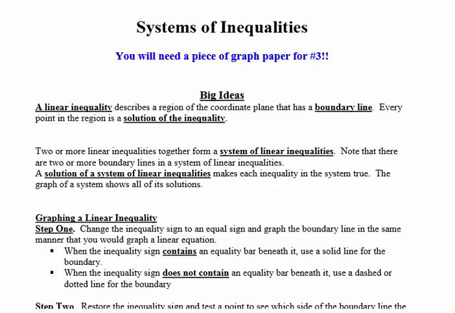Okay, welcome to this weekly. This time we're going to focus on systems of inequalities, and you will need a piece of graph paper for question number 3. So the big ideas that I would like to focus on to start with are as follows.